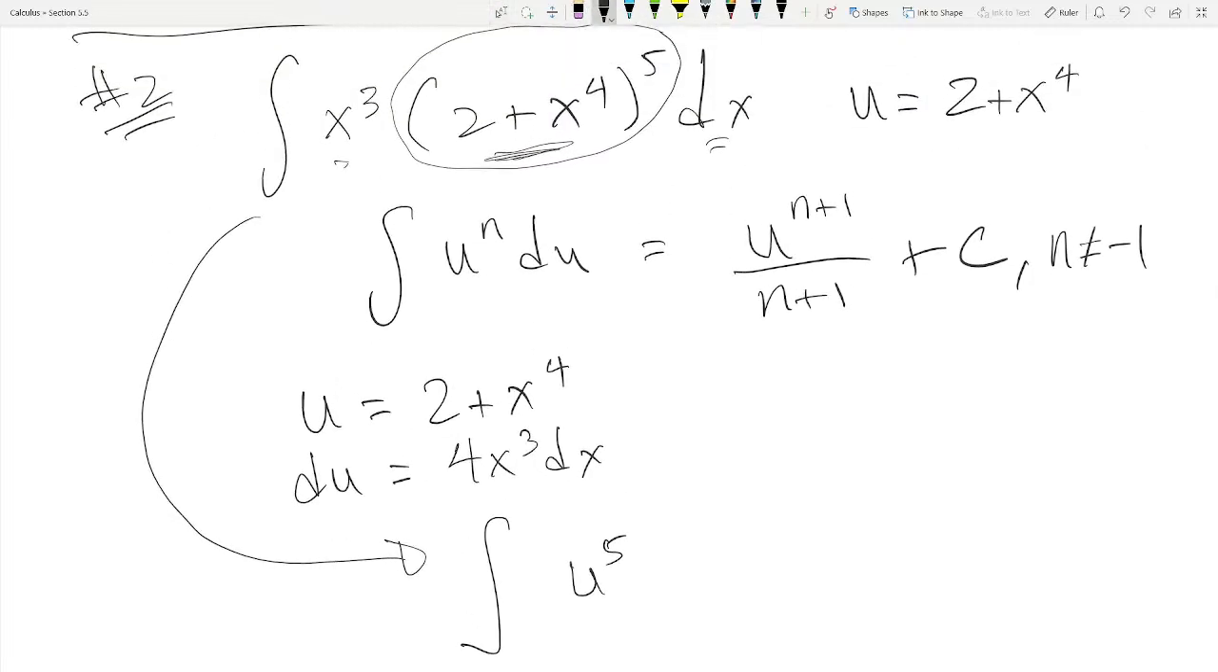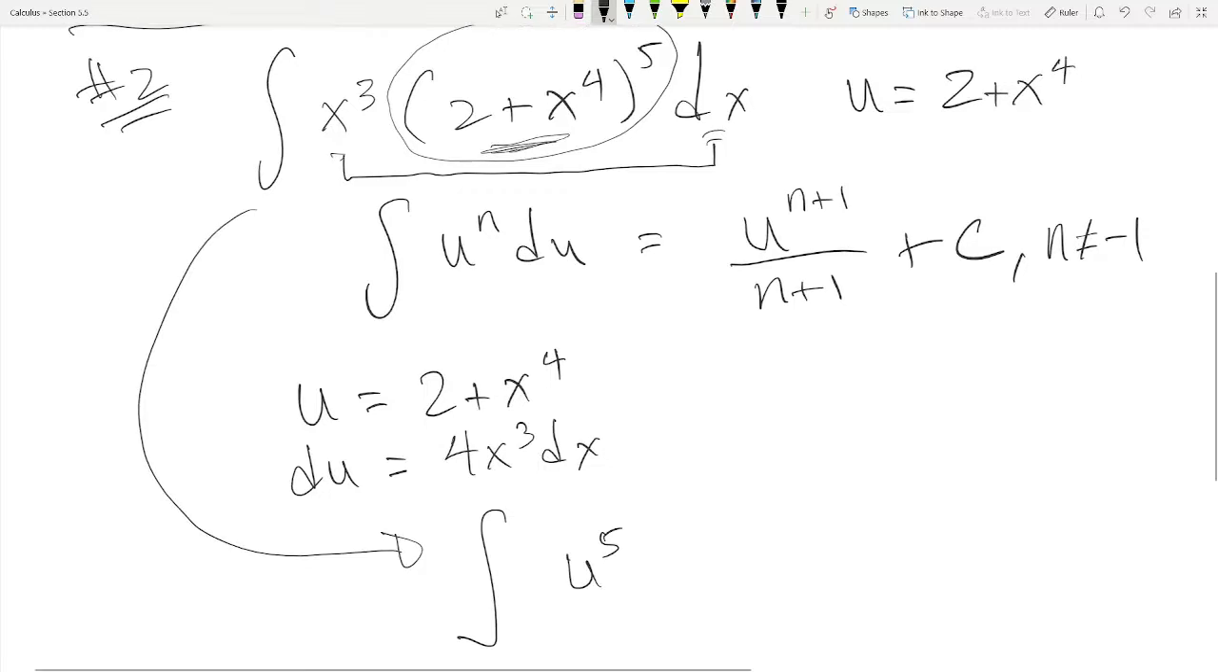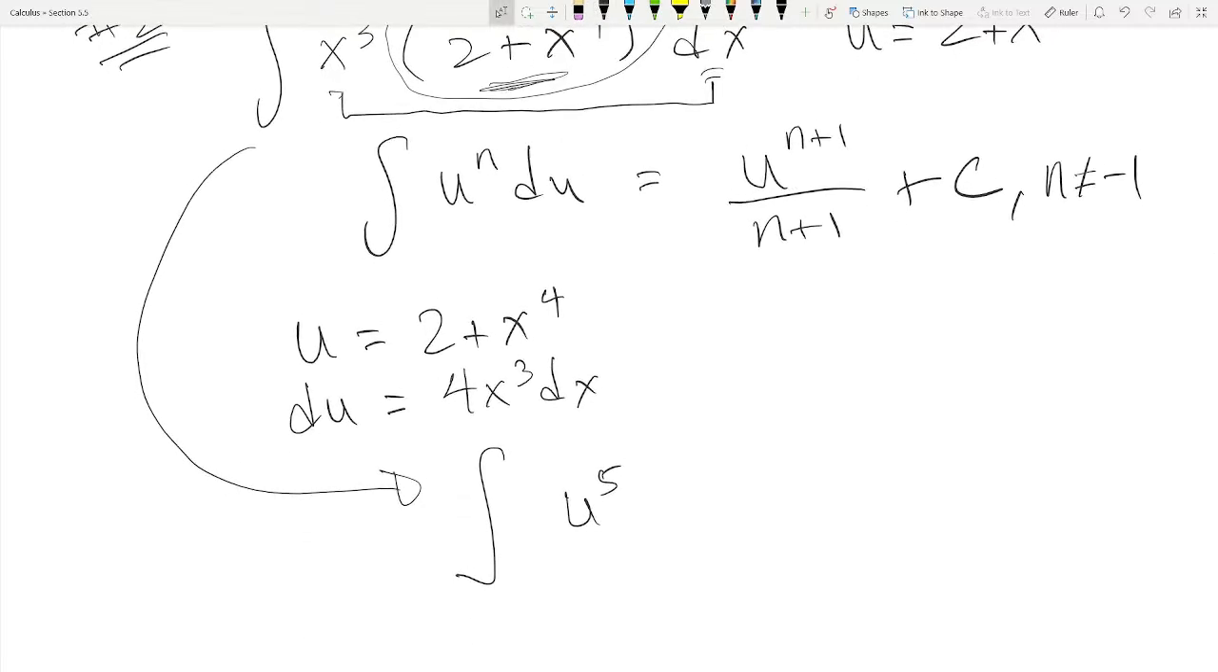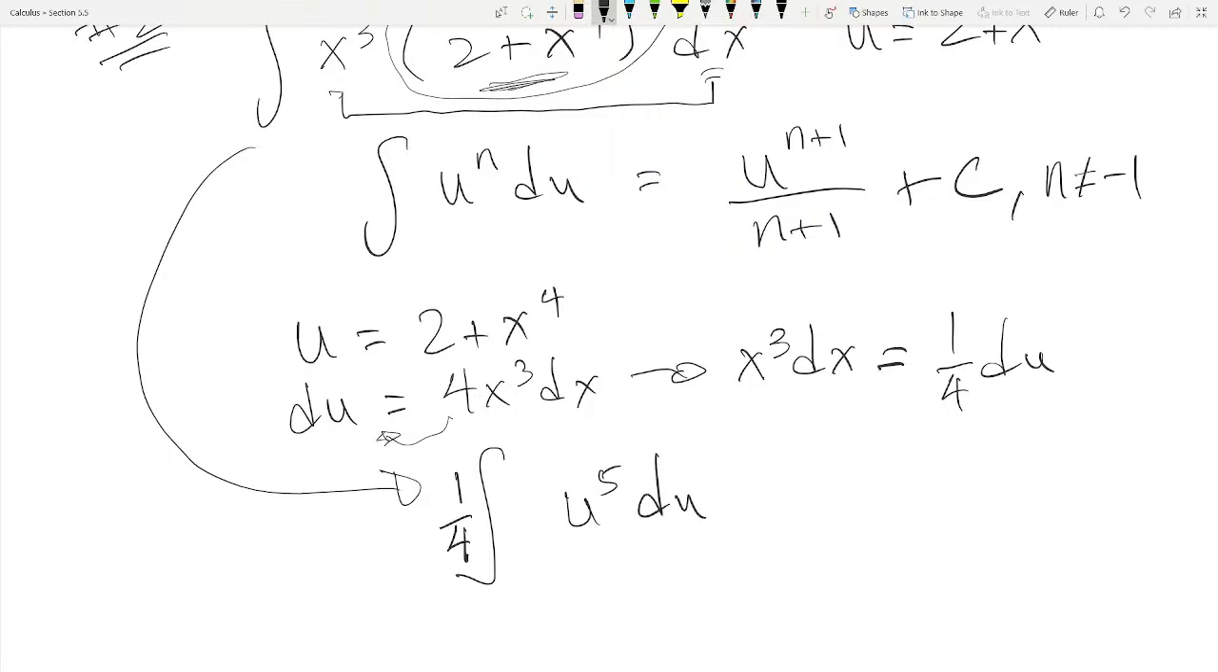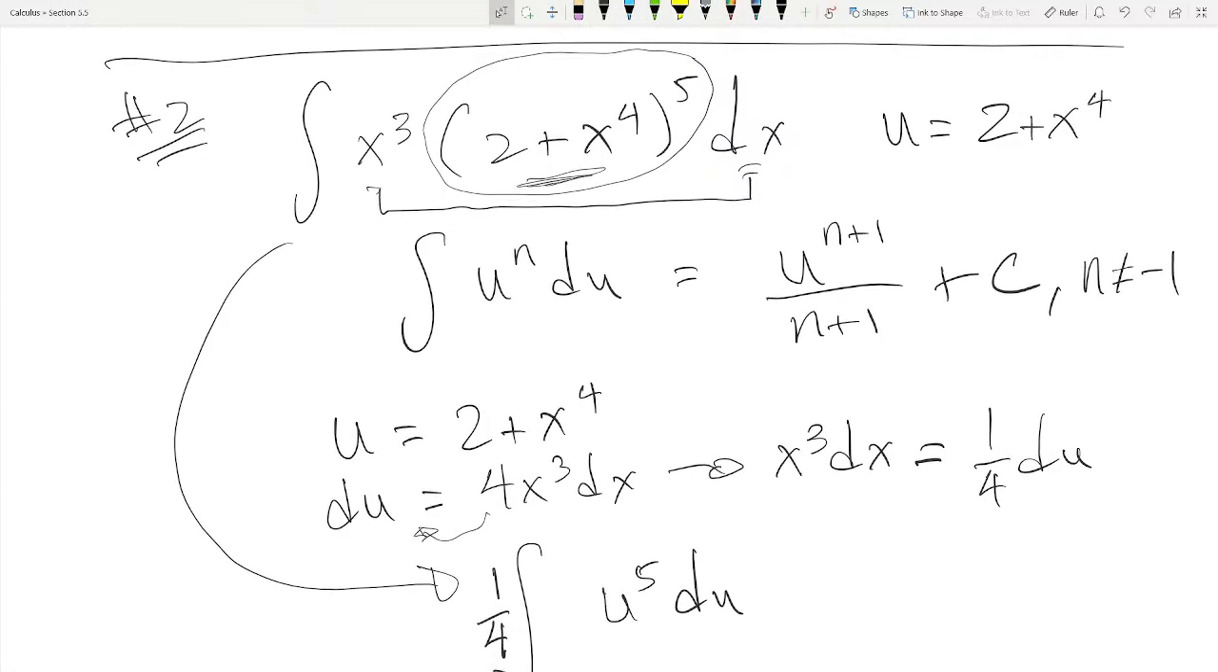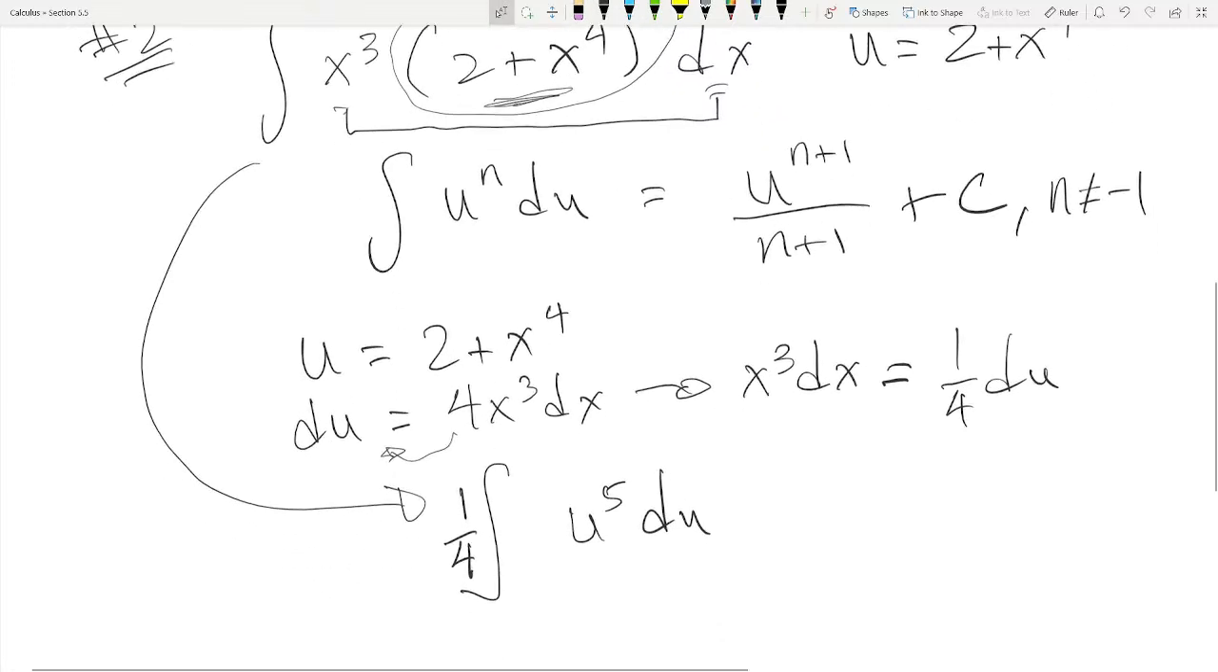Now I still need to account for the x cubed and the dx in that integral. And the way I do that is using this information. If you solve for x cubed dx, then you get 1/4 du by bringing the 4 over to the other side, or dividing both sides by 4. Okay, so now I know what the x cubed dx is. It's 1/4 du. So this integral converts into 1/4 u to the fifth du. Okay, that's a much more palatable version of this integral that we started with.